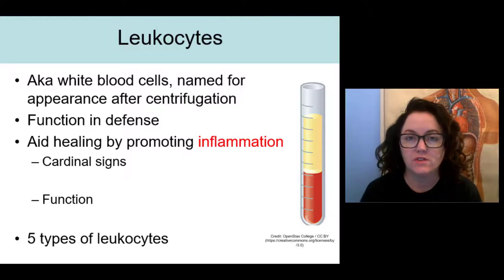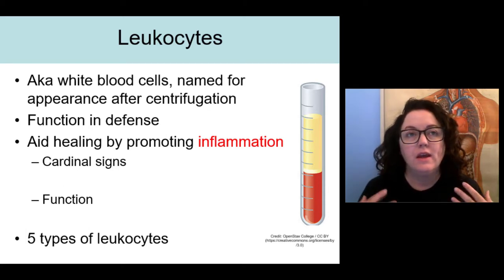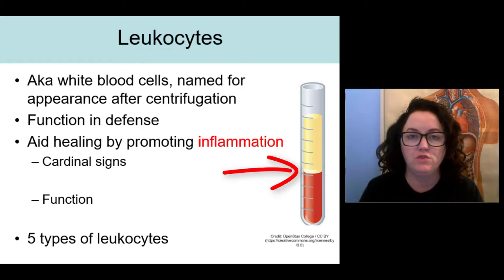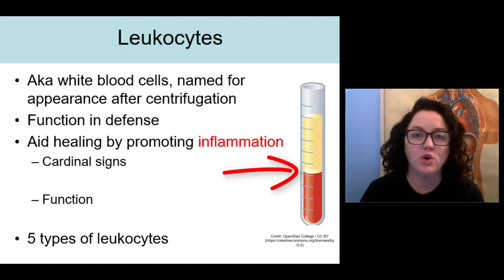Let's take a look at leukocytes in a little bit more detail. So leukocytes, as you know, are also called white blood cells. And the reason why they're called white blood cells is because when you take a sample of blood and put it into a centrifuge, the cells go to the bottom, the red blood cells go to the very bottom, and then on top of the red blood cells is a really thin layer of what they call a white buffy coat, and those are actually the white blood cells. So that's where the name comes from, because in a centrifuge tube they look white.